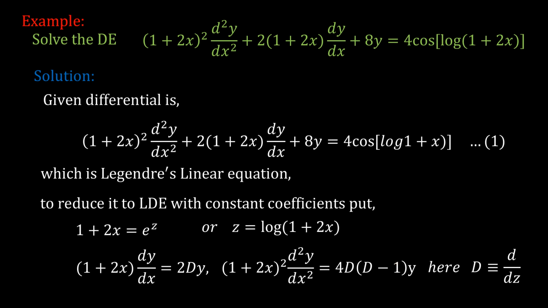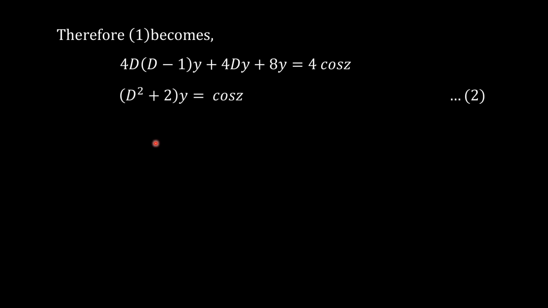Make all these substitutions in the differential equation. So it now becomes 4D(D minus 1) of y plus 4D of y plus 8y is equal to 4 cos z. So we'll divide throughout by 4 and simplify the terms. We are left with D square minus D plus D, so that minus D plus D will get cancelled, and plus 2. So we are left with (D square plus 2) of y is equal to cos z.